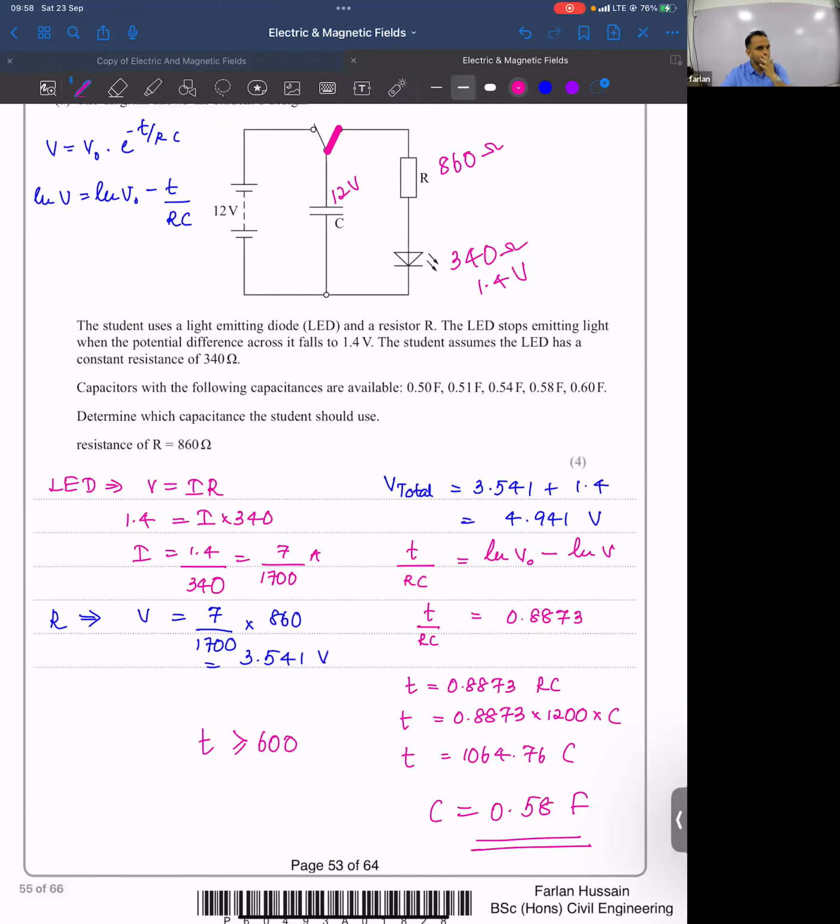Understood. Which capacitor will make, because I got T equals 1064.76 into C, so which C value will make the T greater than or equal to 600? I found 0.58 is the one doing it. If you have any questions, you can ask. Yes, you're right, very good.